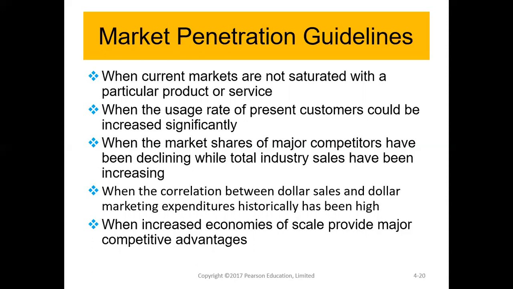The second guideline is when the usage rate of present customers can be increased. So you have some customers and the rate can be increased. When you are doing more marketing for your product, you are expecting that the present customers will be buying more. Okay? The next is when the market shares of major competitors have been declining while the total industry sales have been increasing.